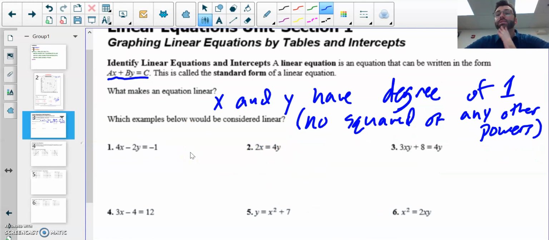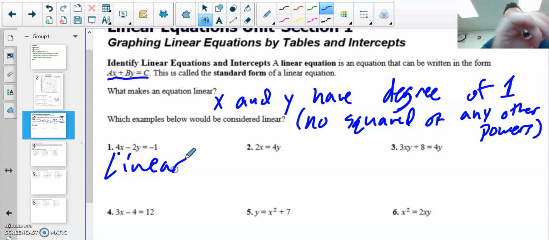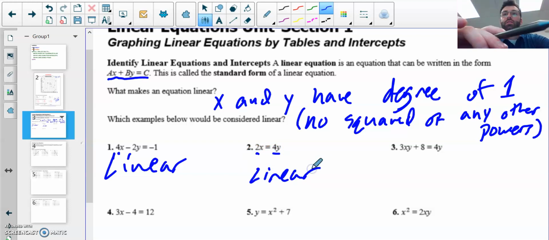Here, x and y are separate and there's no squared term. x and y have a degree of 1, meaning it's just x to the first power, so this would be a linear equation. You can also tell because x and y are not attached, not being multiplied together. Same idea here: even though it's 2x equals 4y, this is still linear. And this one, I have x times y. Immediately, that makes it not linear.